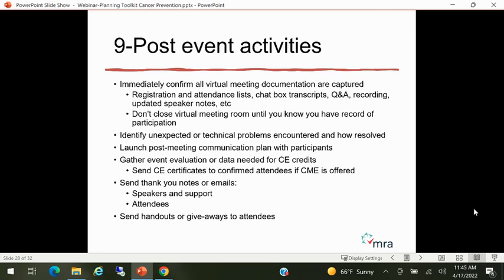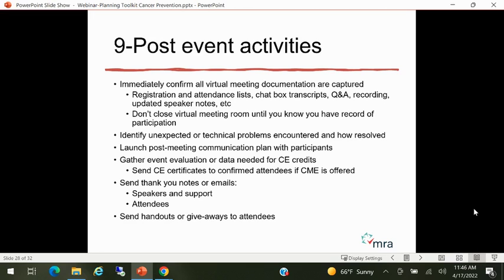Identify any of the expected or unexpected technical problems that you encountered and how they were resolved. This can just be a quick email or note update, but you're going to want to use that information in the next steps. So what were they? Who had them? Was it an audience, an internal member, whatever.